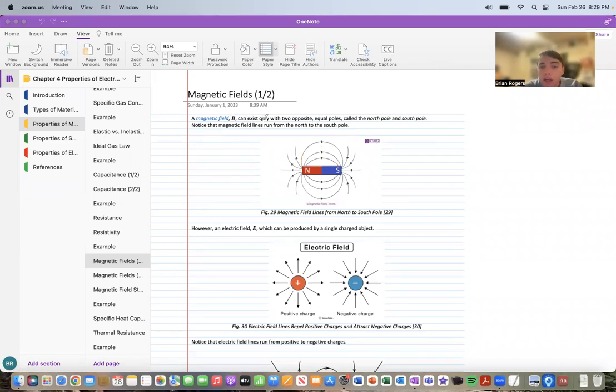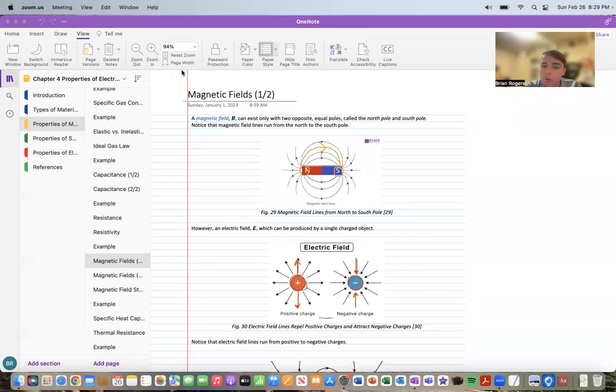So the magnetic field can exist only when we have two opposite equal poles. By opposite, we have a north pole and a south pole. Notice the magnetic field lines run from the north to the south pole, whereas an electric field can be produced by just a single charge, a point charge. Here we see the point charge. If we have a positive point charge, the electric field lines are radiating away from it, whereas when we have a negative point charge, the electric field lines are pointing inwards to it.